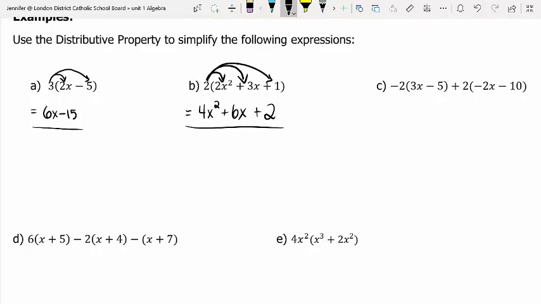Okay, now scan this equation. Are any of these like terms? No, they're not, right? This guy has an x squared variable. This guy just has an x as a variable, and this guy doesn't have a variable. So there's no like terms, so we're done the question.